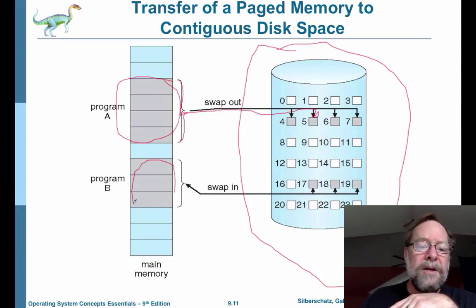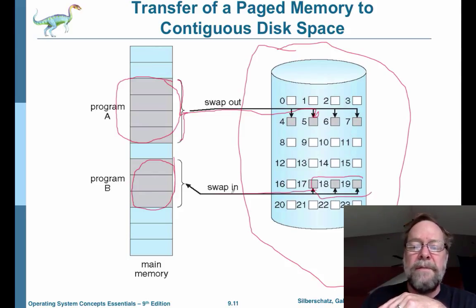Over here, program B, during its execution, may need to access 3 pages that are not currently in memory. And so we'd have to go get those pages from the hard drive and move them onto frames in the memory and update our page table appropriately.